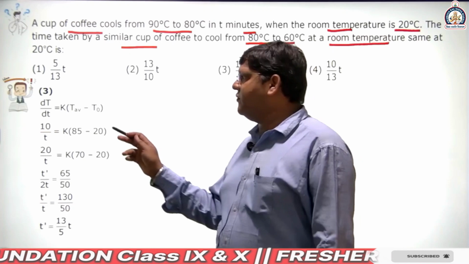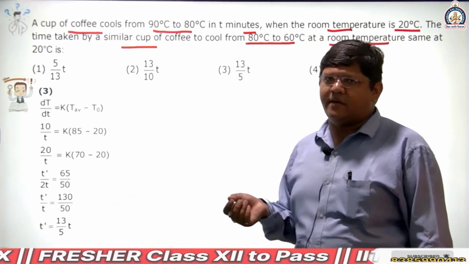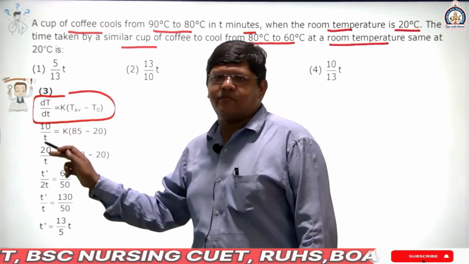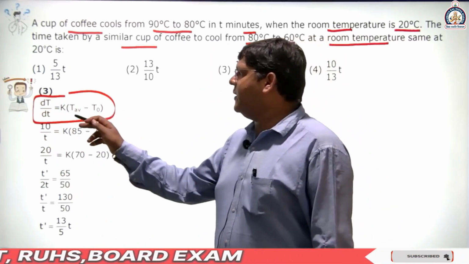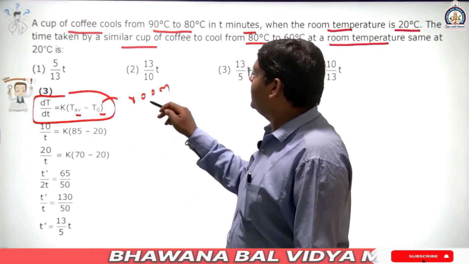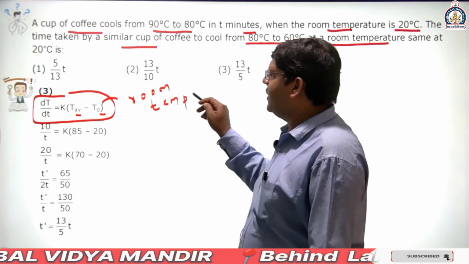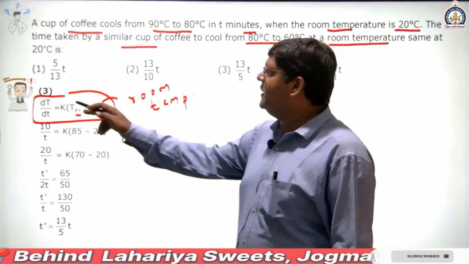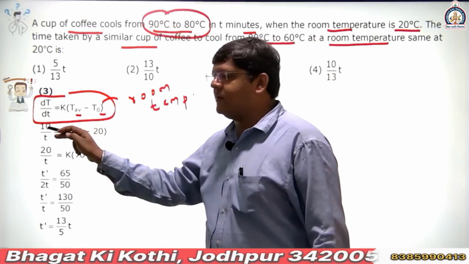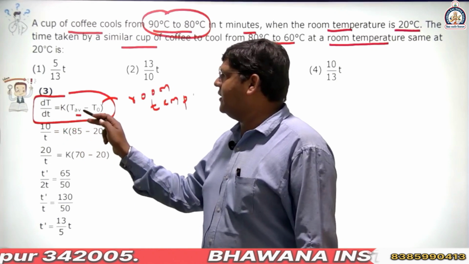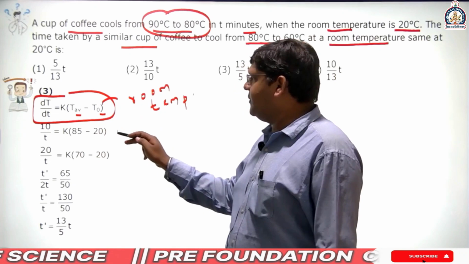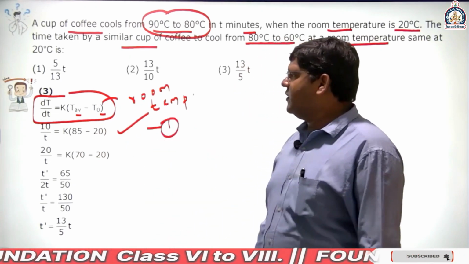Whenever the question is of the difference format, we have to apply two equations. The relation for the temperature and the temperature difference will be dT upon t, where capital T is temperature and small t is time, equal to K times (T average minus T naught), where T naught is our room temperature. According to the first condition, dT, the temperature difference, between 90 and 80 is 10, equal to K. T average will be the average of 80 and 90, which is 85, and T naught is the room temperature, which is 20 degrees.